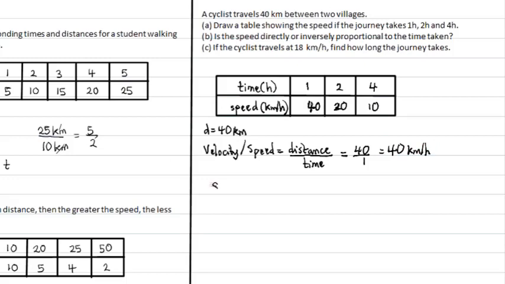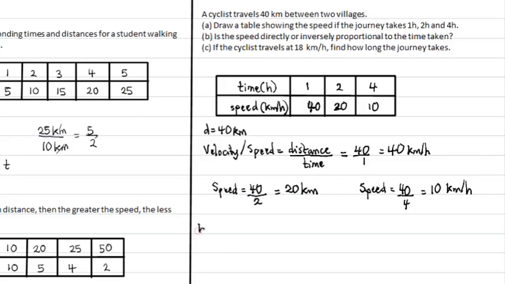If we do it again for the other one, the speed is equal to distance, which is 40, divided by time. The next time they give us is 2 hours. 40 divided by 2 is what? 20 kilometers per hour. So if we do it for the last one again, speed is equal to our distance, 40, divided by our time, 4 hours, which is equal to 10 kilometers per hour. Okay, so that's how we can get this table also.